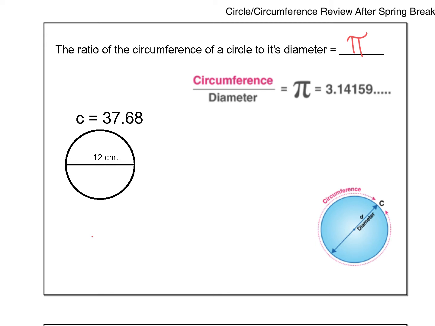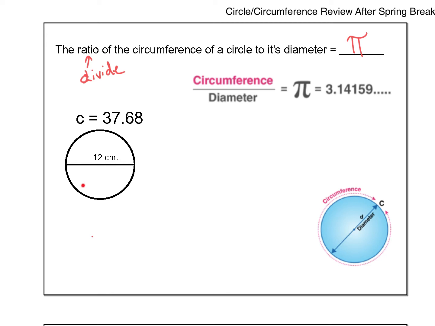And I wrote that in the same way here. This word ratio just means division. So if you need help remembering that, that might be helpful to write down, like to division or divide. But what we're saying is that the ratio of the circumference to its diameter is pi. So that just means circumference divided by the diameter equals pi, or 3.14, and so on.